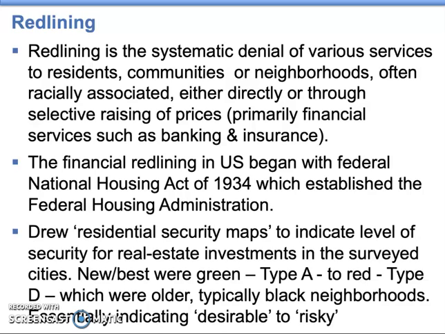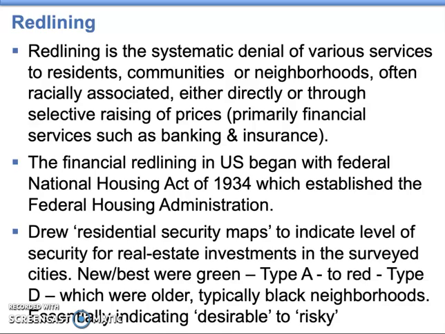This is only a few years after the financial crisis of 1929. The stock market collapsed, and we're squarely in the middle of the Great Recession here. And so the National Housing Act and the Federal Housing Administration was created, and they basically created these residential security maps.